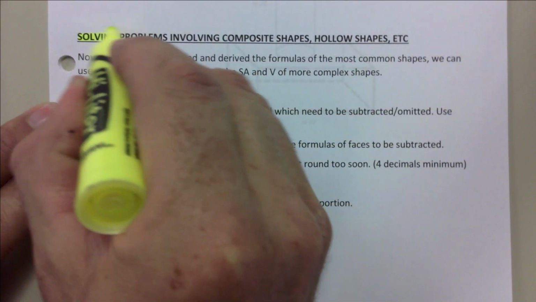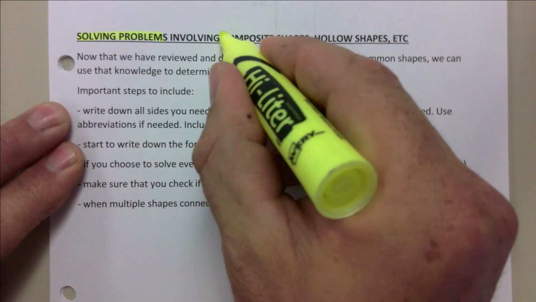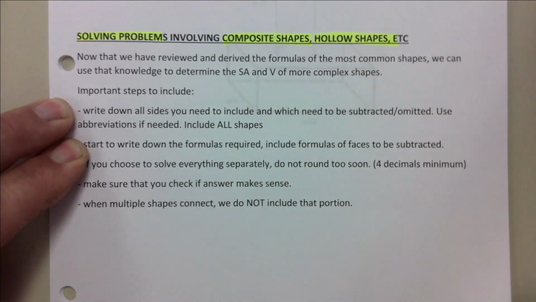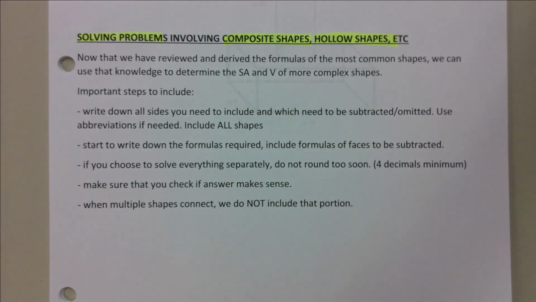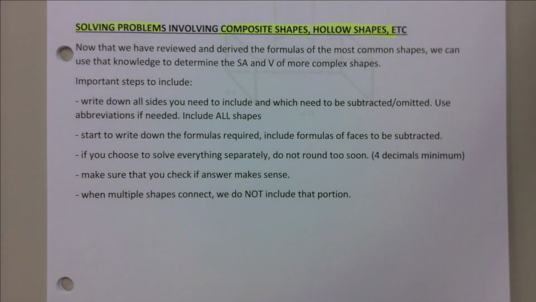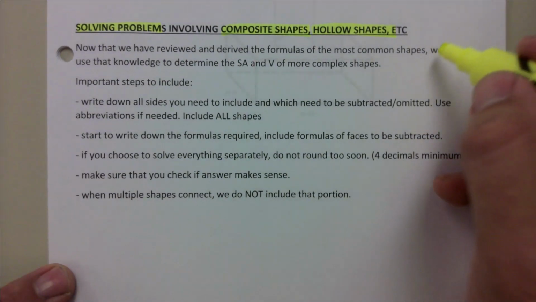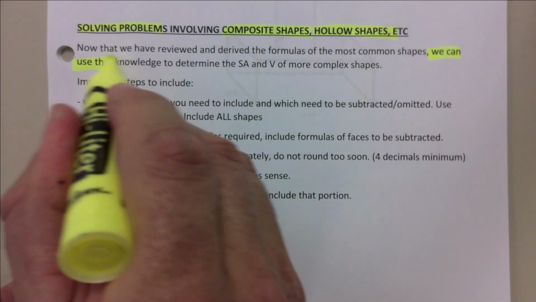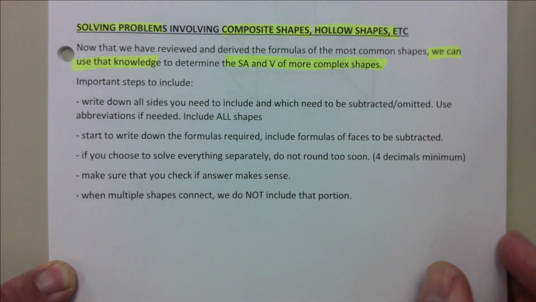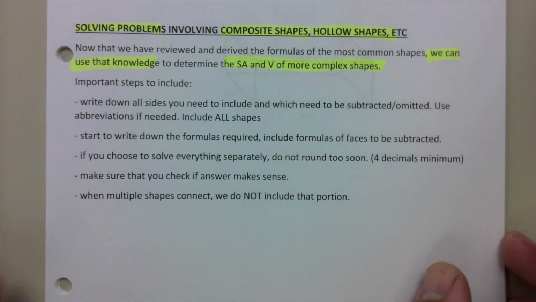So we're going to solve problems that involve composite shapes and even hollow shapes, okay? Now that we have reviewed and derived the formulas for the most common shapes, we can use that knowledge to determine the surface area and volume of more complex shapes. So we're going to put them together, okay?